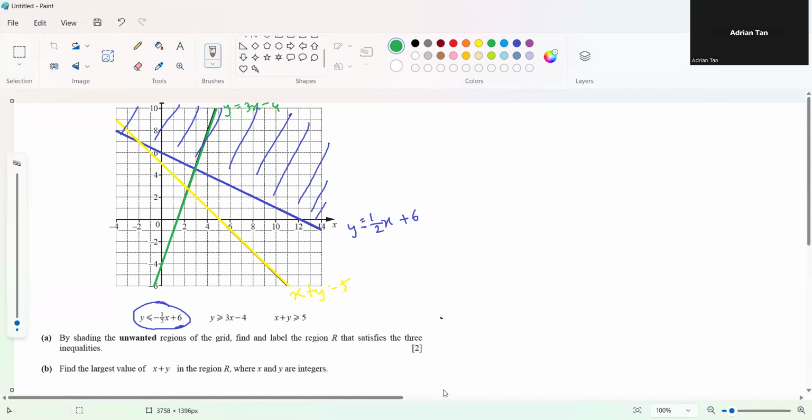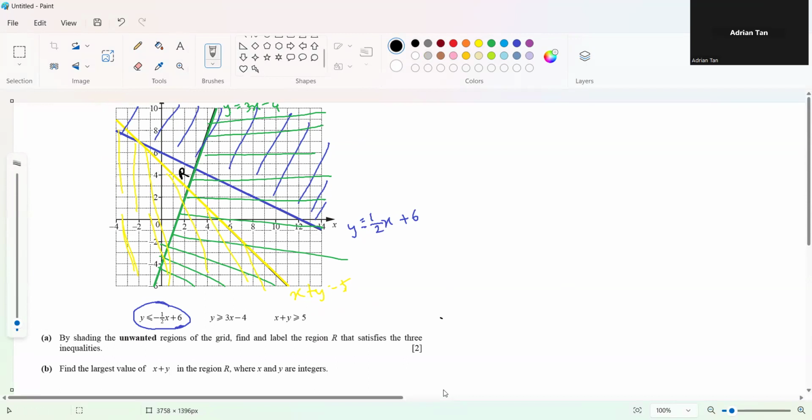And then next one would be in green, y greater than or equal to 3x minus 4. So greater than or equal to 3x minus 4 means it must be above the line. So the place that we don't want is below the line. So we shade below here. Right? And then lastly, we have x plus y greater than or equal to 5, which means we want the area above the line. So we need to shade the area below the line. So from here, we just shade below the line in yellow. So you notice that this one tiny space in the middle here, we can label this as R, right?